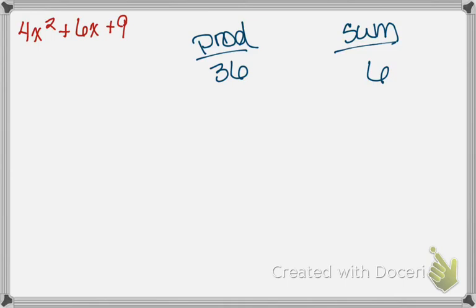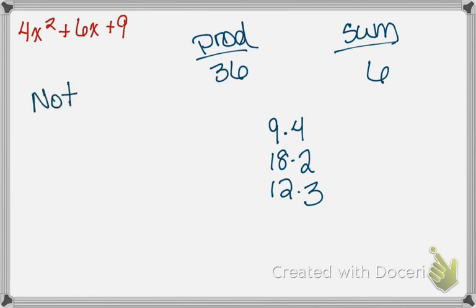When I start writing this down, I've got 9 times 4, 18 times 2, 12 times 3. Do any of those add up to give me 6? No. This particular problem is not factorable. It's called a prime polynomial or a prime trinomial.